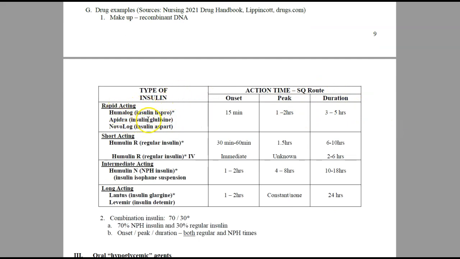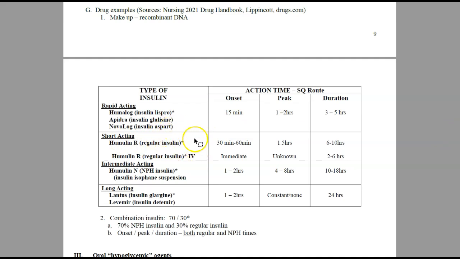Rapid acting insulin, which is your Lispro or insulin Lispro: the onset, so when it starts working, is within 15 minutes of injection. The peak is 1 to 2 hours, and duration, so how long it lasts, is 3 to 5 hours. Next, you have your short acting, which is your regular insulin.